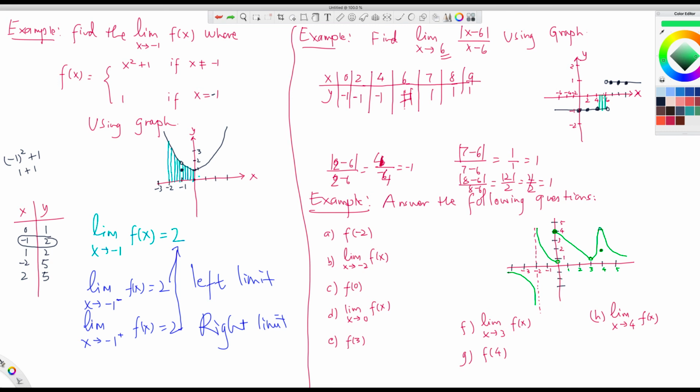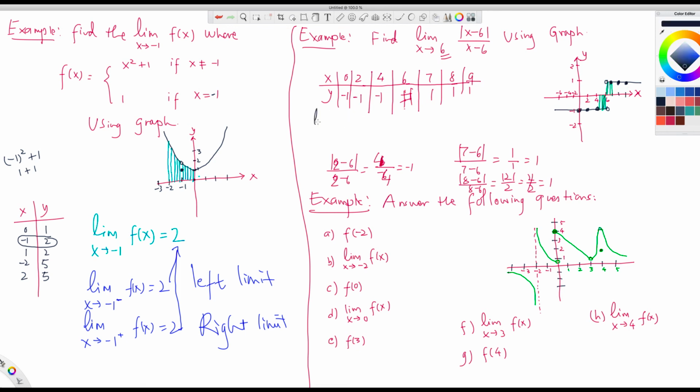From the left, it is -1, right? All the time. Close to 6 from the left, the height is -1. But close to 6 from the right, the height is +1. You see that? So from the left side, the height is -1, and from the right side, the height is +1. So how do I write that?